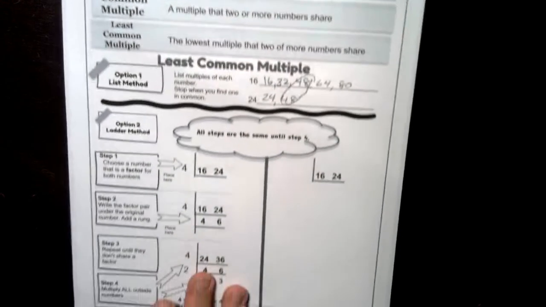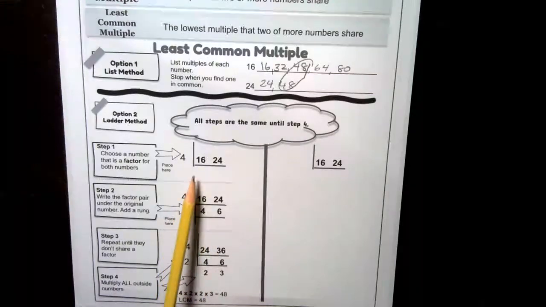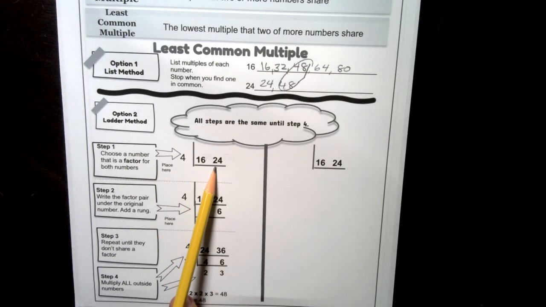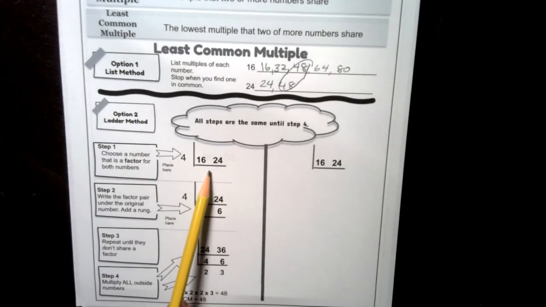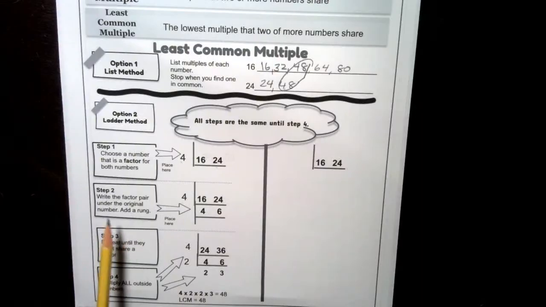Option number 2 is the ladder method. Okay? All of the steps are similar to finding the greatest common factor except the last step. So in other words, if I'm finding the least common multiple for 16 and 24, I'm going to factor out a number. I chose 4. Step number 2, write the factor pair under the original. So 4 times 4 gives us 16. 4 times 6 gives us 24.